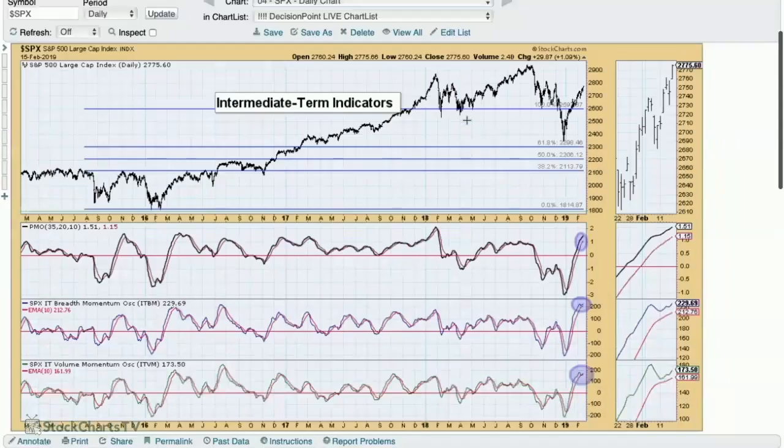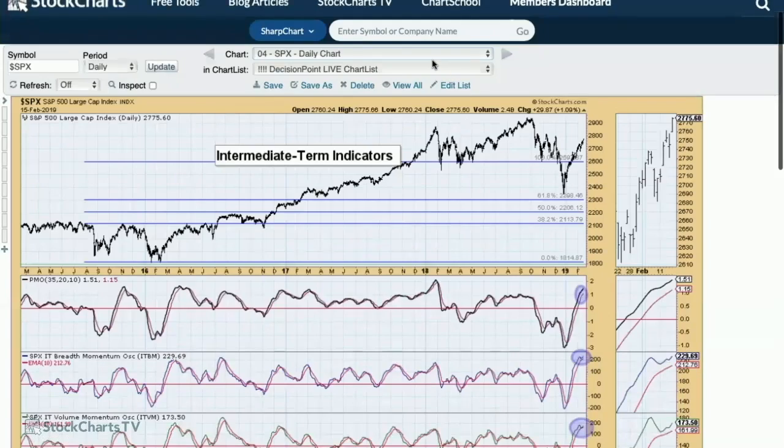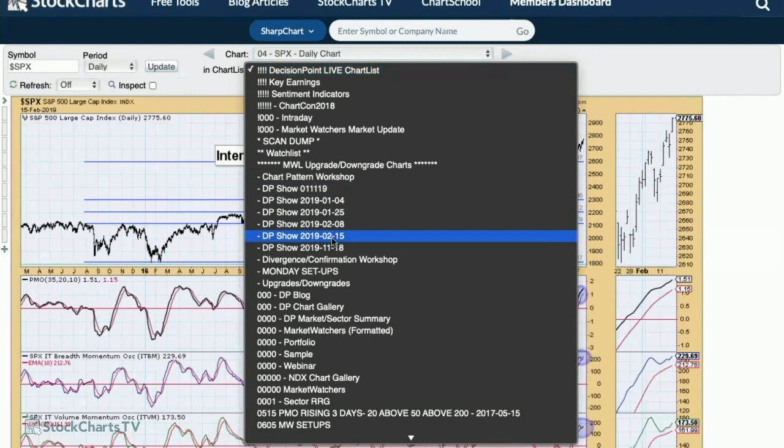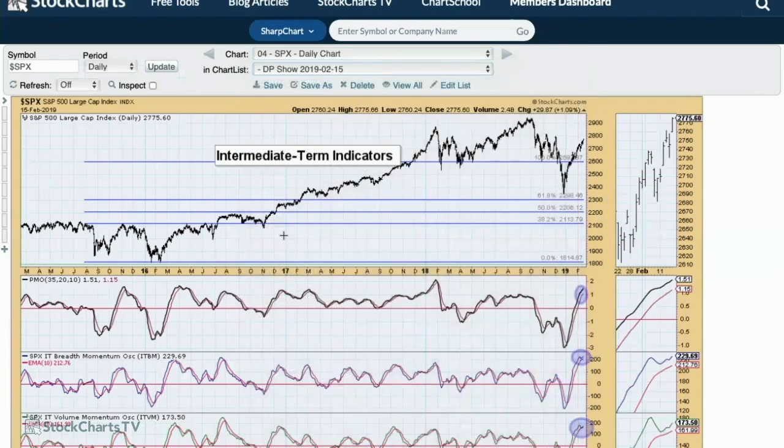Right. All right. Okay, I think it is time to get into your charts on the big four, and then we'll go right on into our bonus material. So let's see, DB show. There we go.